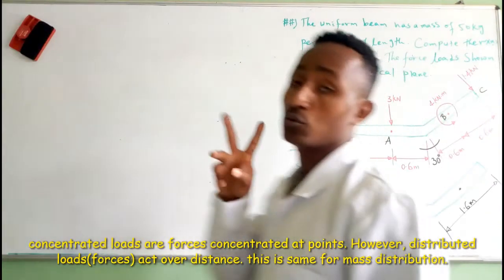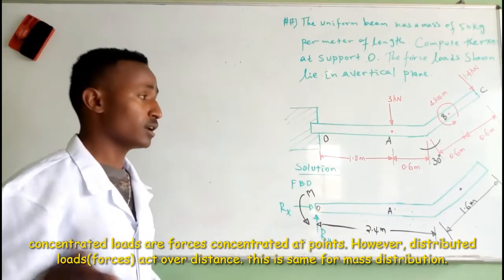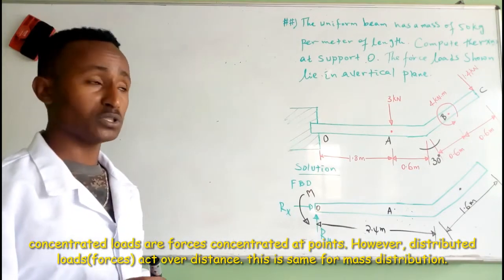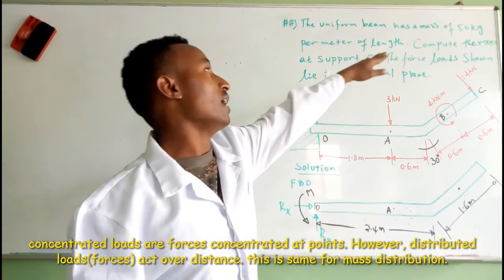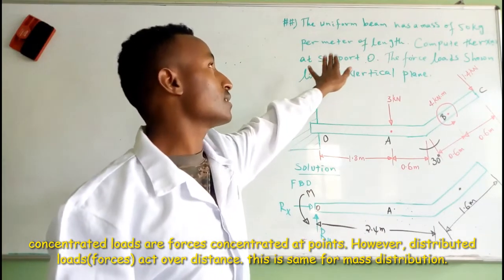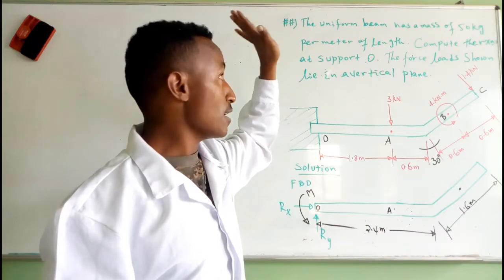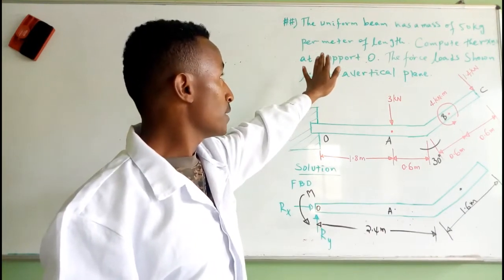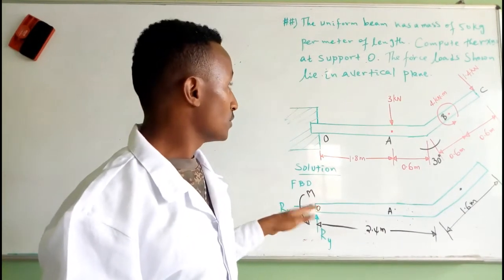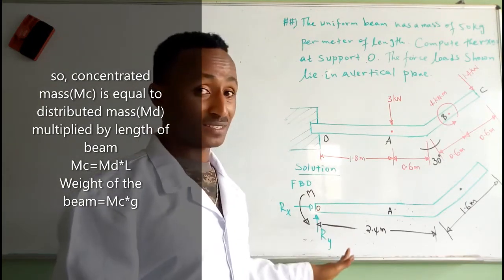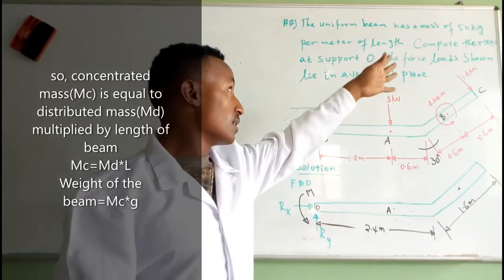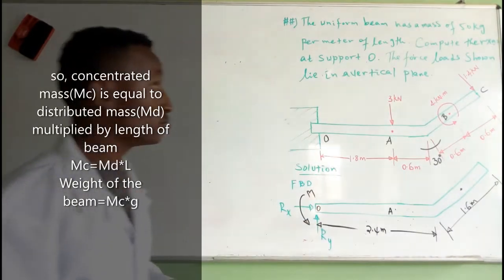We have two types of force: concentrated load and distributed load. So we can convert that distributed mass in every meter, in every length, the 50 kilogram per meter.